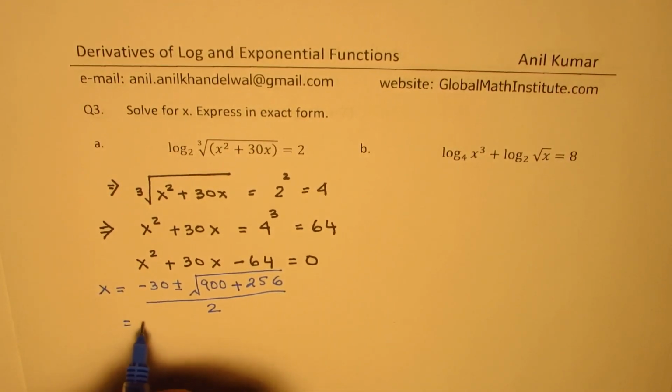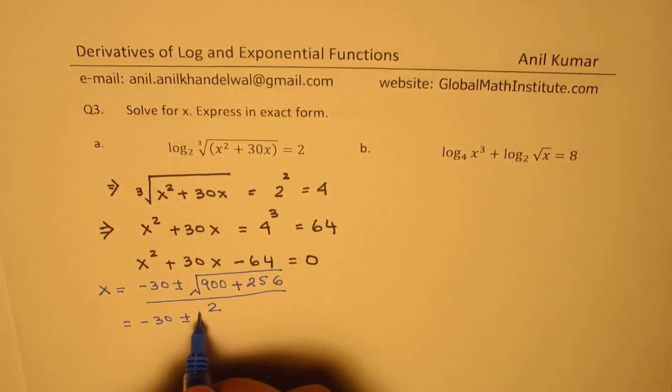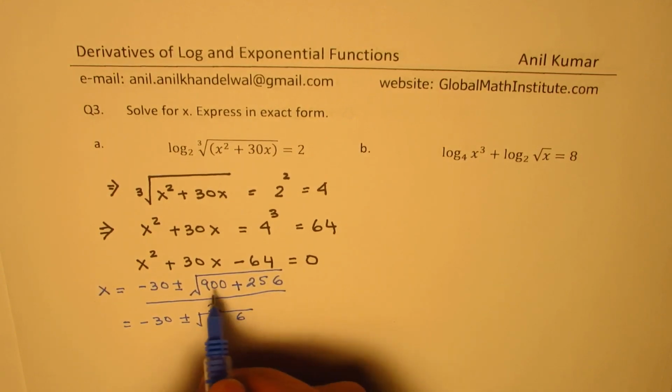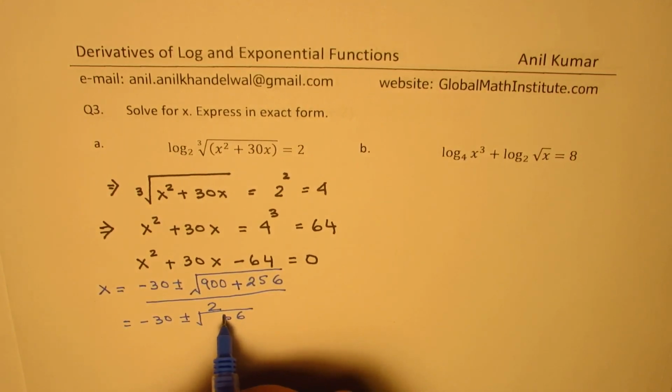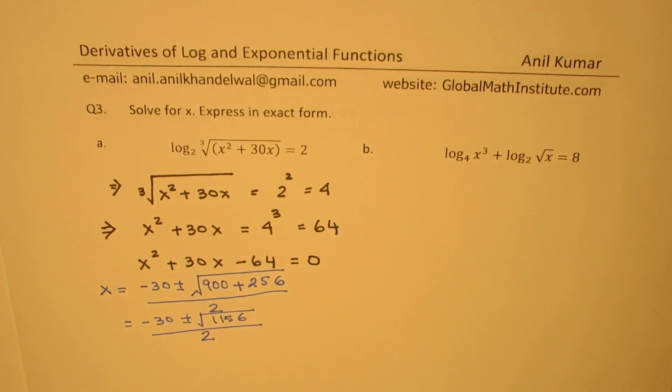So this is equal to minus 30 plus or minus the square root of, I'm just squeezing it in, 6 times 5, and 1,156, over 2. Correct? So that's what you get.